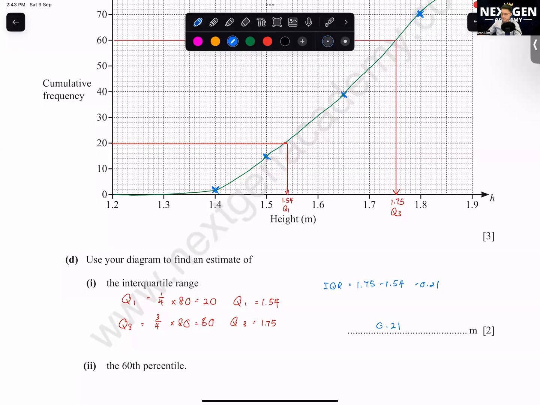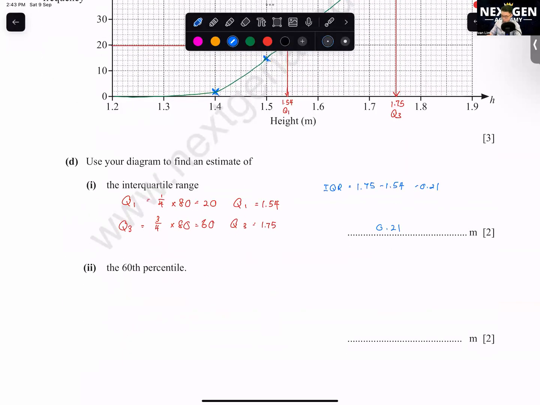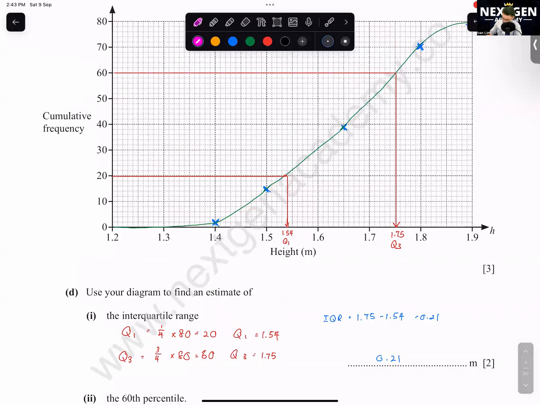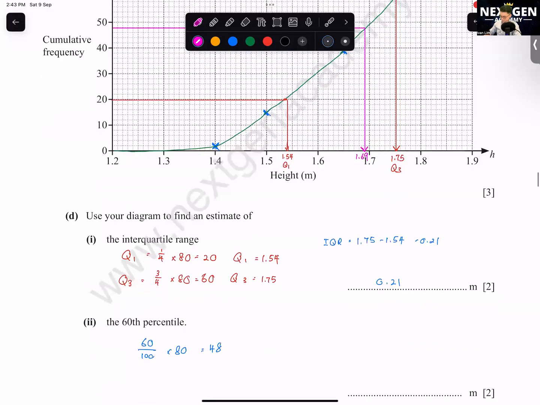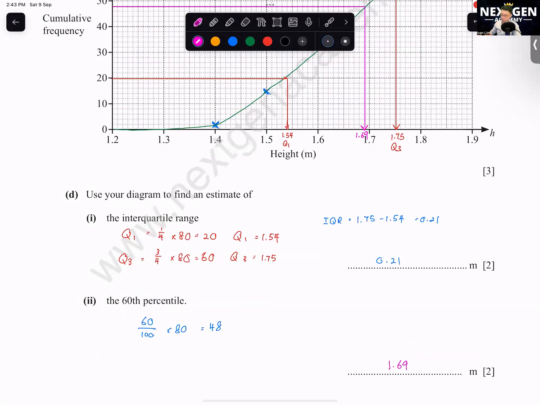Next one. 60th percentile. How do I get the 60th percentile? You will take 60 over 100 multiplied by 80. You need to find your 48th position. So on the graph here, you're going to see where is 48. You draw a line across to the graph. Draw down. My here is 1.69. You just follow your graph. You should get a value that is around here. Around the same value here.